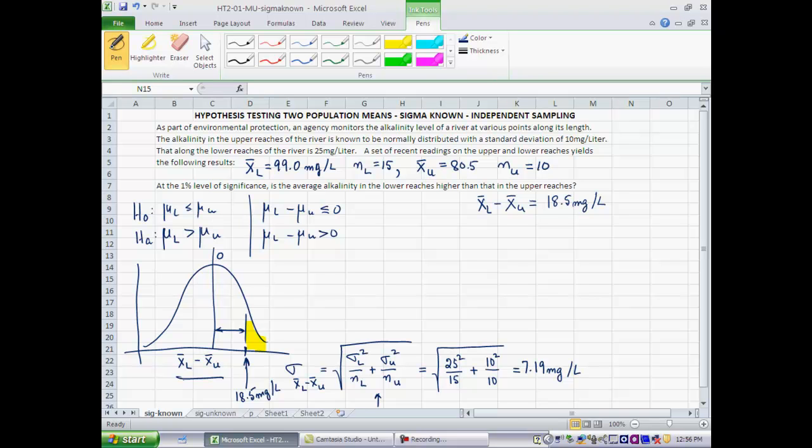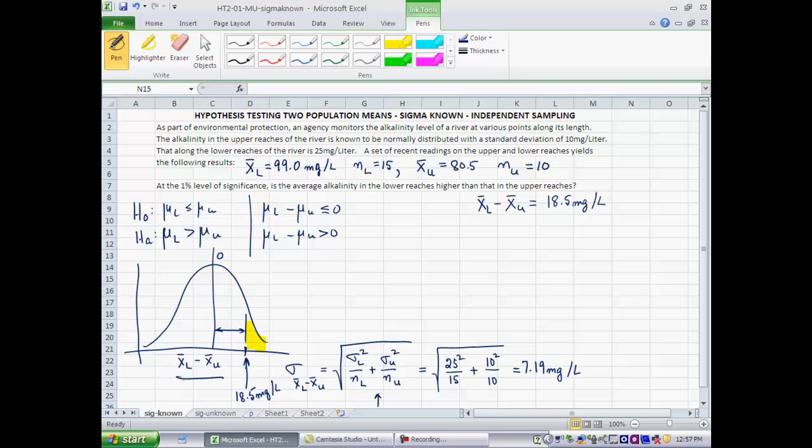So obviously, since we are comparing two population means, the sample statistic that I would use to do the comparison is x bar L minus x bar U, the difference in the two sample means. That's the sample statistic I would use. And what do I get from the two samples? From the two samples I get x bar L minus x bar U is 18.5 milligrams per liter. Now if I just look at this difference, it seems to indicate to me that I should reject the null, because at least the result of 18.5 milligrams per liter of difference seems to suggest that the null is not true.